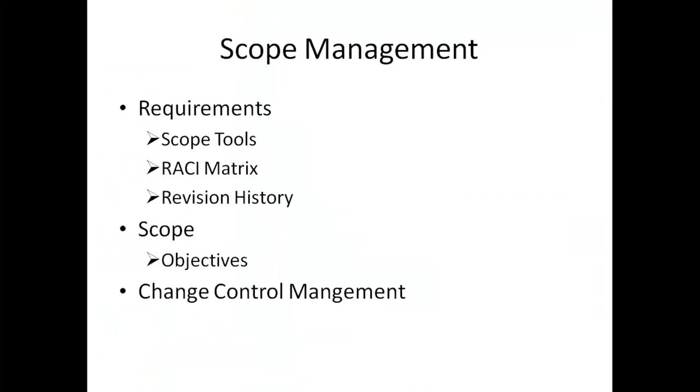In this section, we'll be talking about scope management. We talked about requirements, such as scope tools, the RASI matrix or RT matrix, and the revision histories that we've done throughout the scope management process. We'll also be talking about scope and the objectives that are under that. Those will include the months that we actually planned each stage. And lastly, we'll finish off with the change control management.